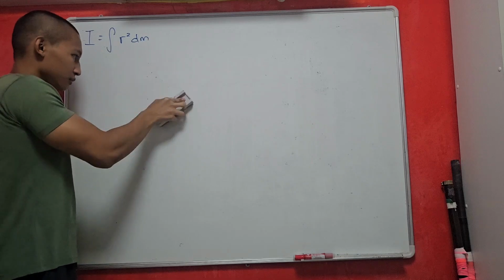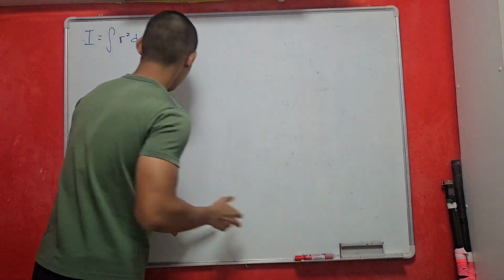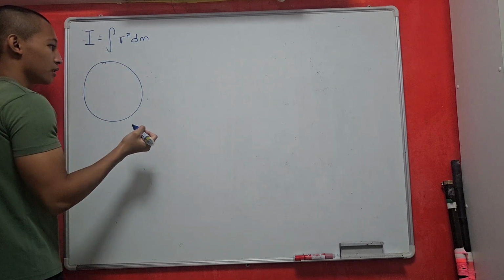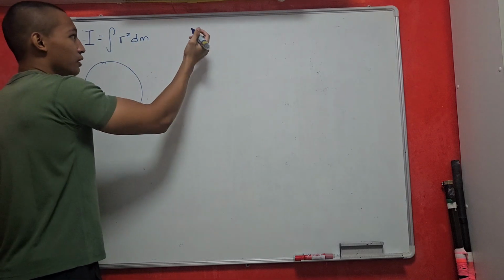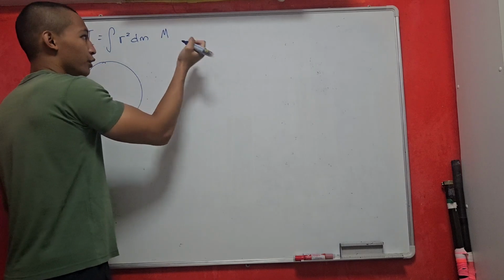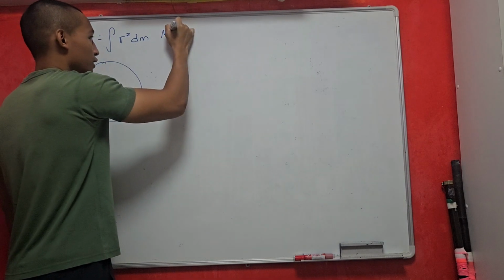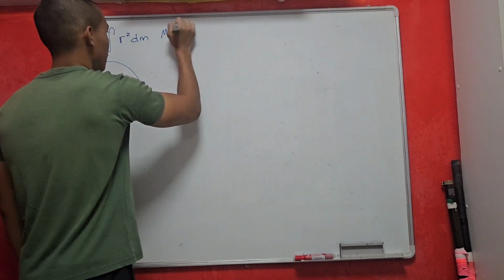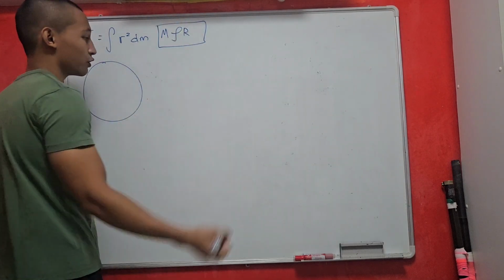So, let's start by drawing a sphere first. Now, we'll be given the information of the mass of the sphere, which is capital M. We'll also be given the density of the sphere, which is rho, and the radius of the sphere, which is capital R. So these are the given information.